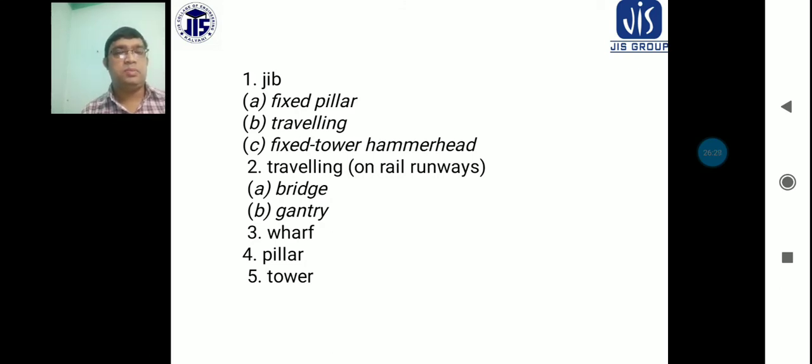And there are also bridge cranes. The bridge crane is used for the loading and unloading of materials, and for transferring materials from one place to another. Another type to consider is the gantry crane, which is basically a portable crane.